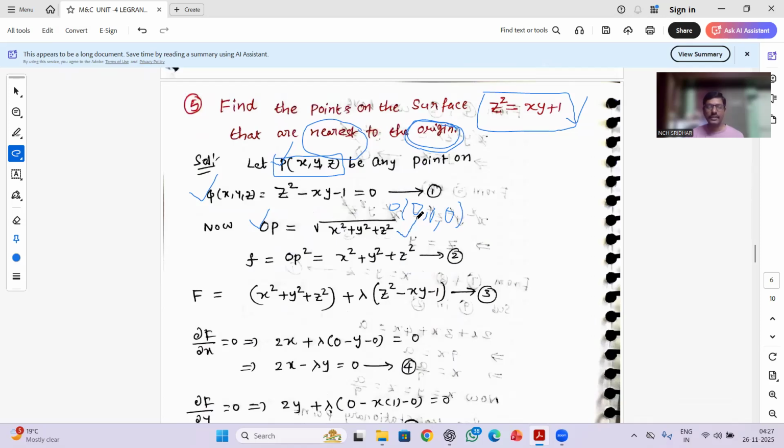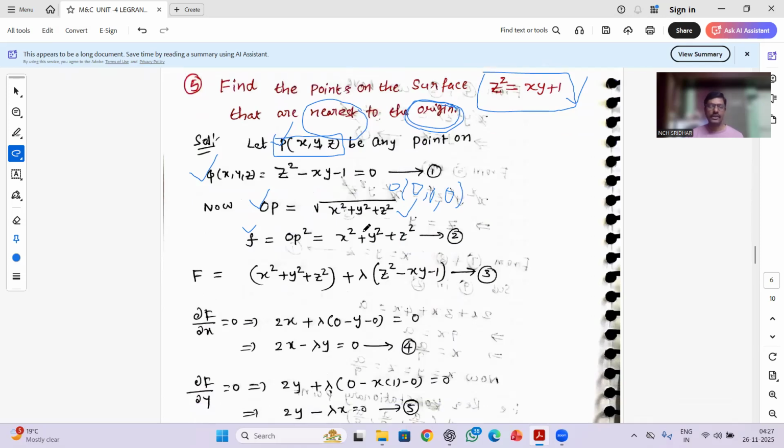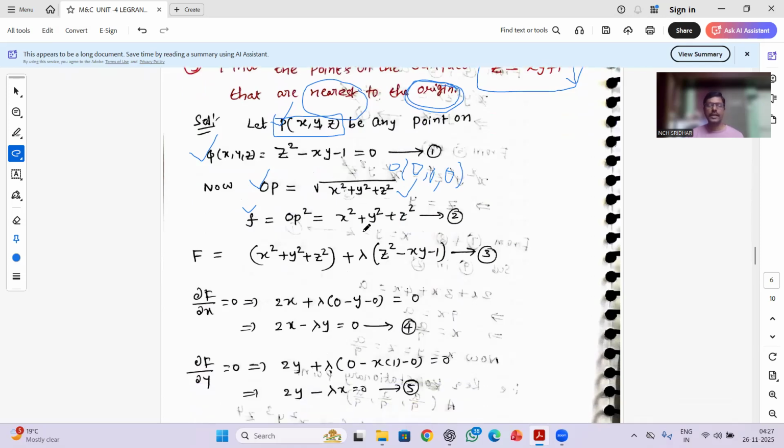For convenience in calculation, I am taking OP squared as f, because if the root is there, the differentiation is somewhat difficult. To remove the root term, I take OP squared, because there is no difference in the maximum and minimum point if we square the value. So for our convenience, f equals OP squared, that is x squared plus y squared plus z squared. This is our function.